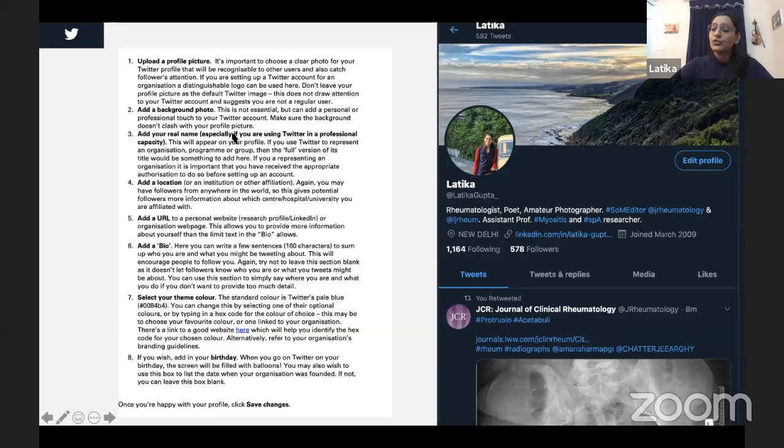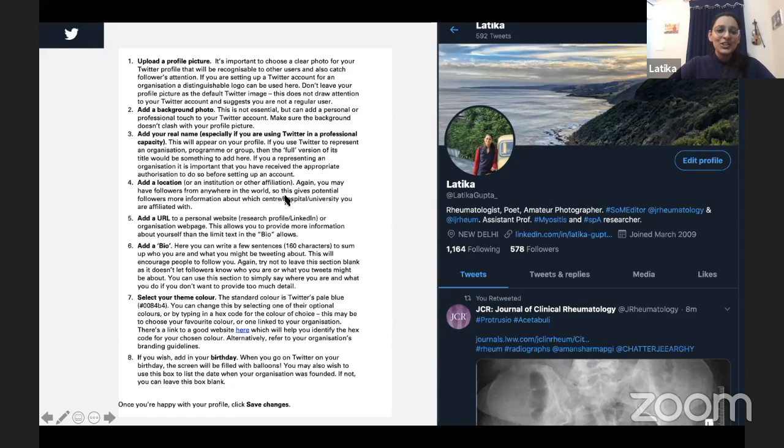And then add your real name. This is a tendency a lot of people have, especially those who hate social media. They'll be like, oh no, I'm not putting my real name. But you have to put your real name, because you need to be noticed by the right people, by the colleagues, and they need to identify you and your research. Even I had a cryptic name before, until I changed it to my real name.